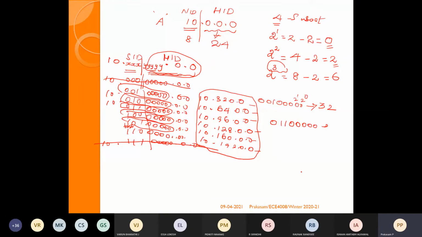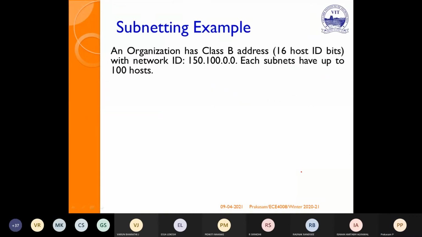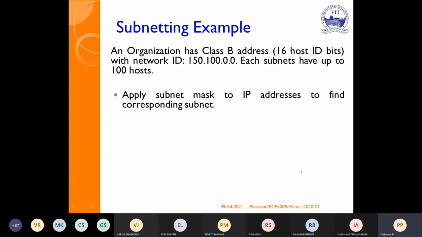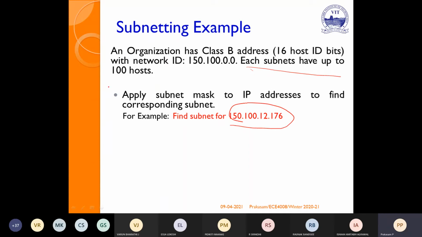So, similar problems, you will see a few more problems. An organization has a class B address with the network. Each subnet has up to 100 hosts. Apply the subnet mask to IP addresses to find the corresponding subnet. Let us consider this is the given IP address. For the given IP address, we have to find the respective subnet. Here, each subnet should allocate 100 hosts.